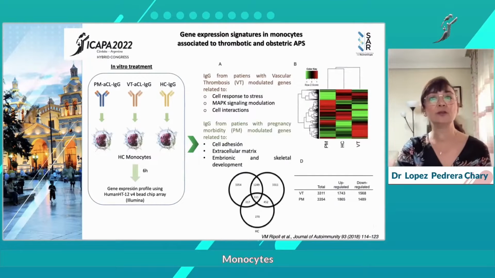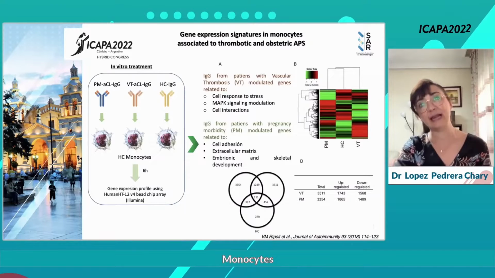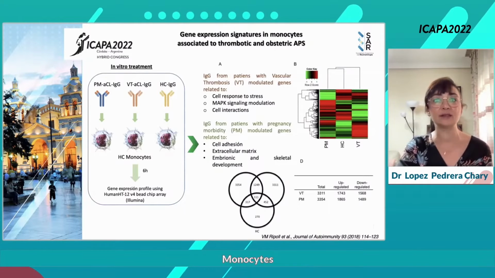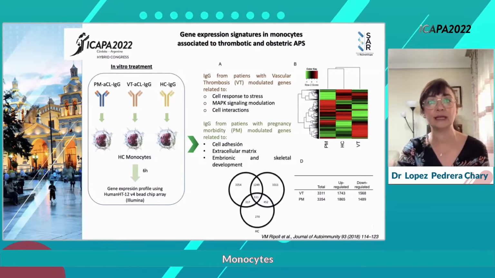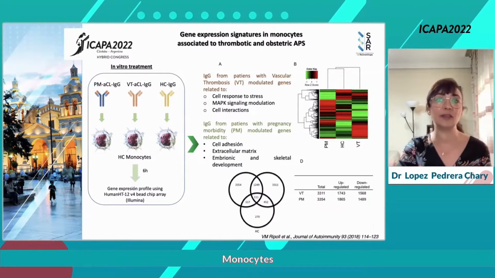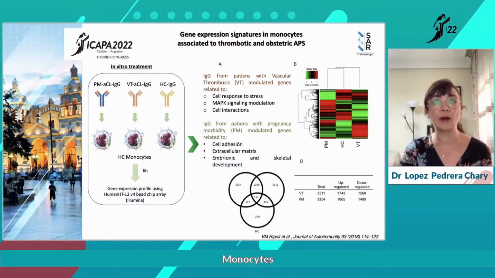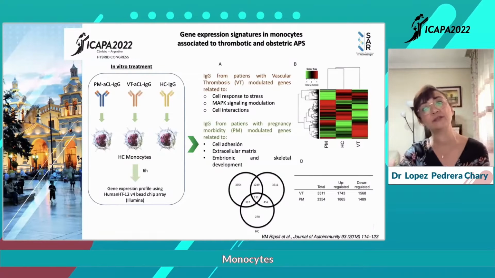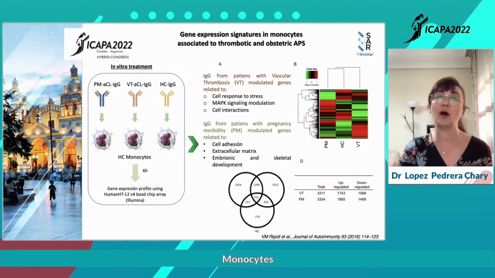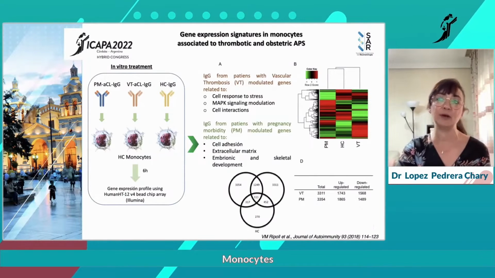Thus, genes related to cell stress response, MAP kinase signaling modulation, and cell interactions were induced by antiphospholipid antibodies isolated from patients with vascular thrombosis. In contrast, genes associated with cell adhesion, extracellular matrix, and embryonic and skeletal development were modulated by antiphospholipid antibodies purified from patients with pregnancy morbidity, thus suggesting that the autoantibodies from different clinical subtypes of antiphospholipid syndrome patients induced disease-specific genome profiles in monocytes.